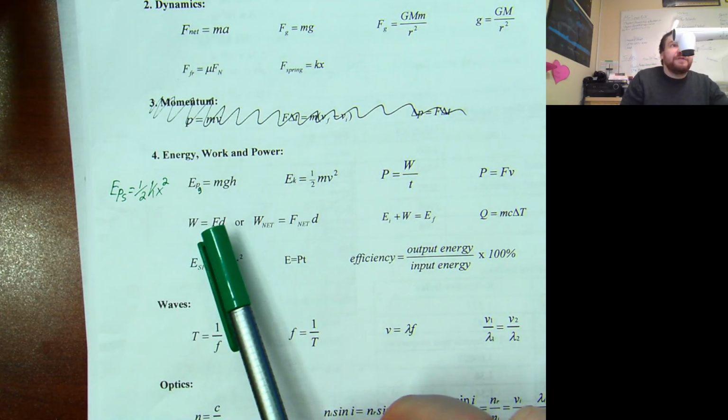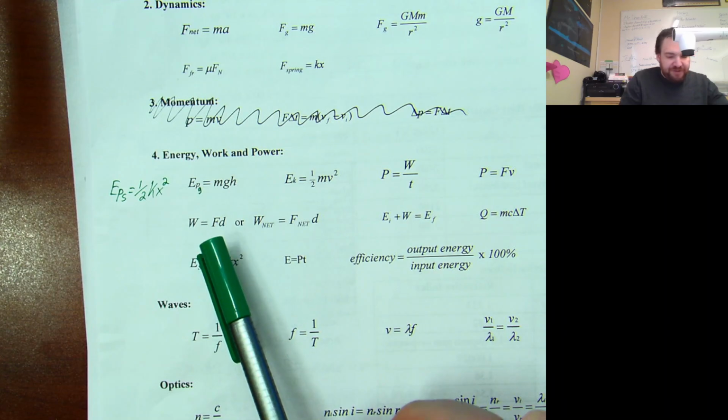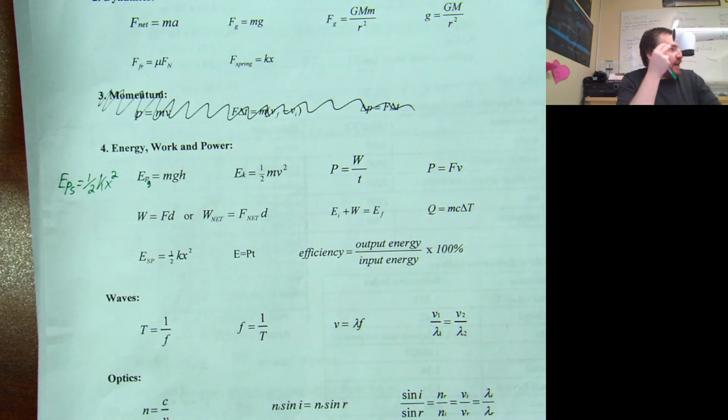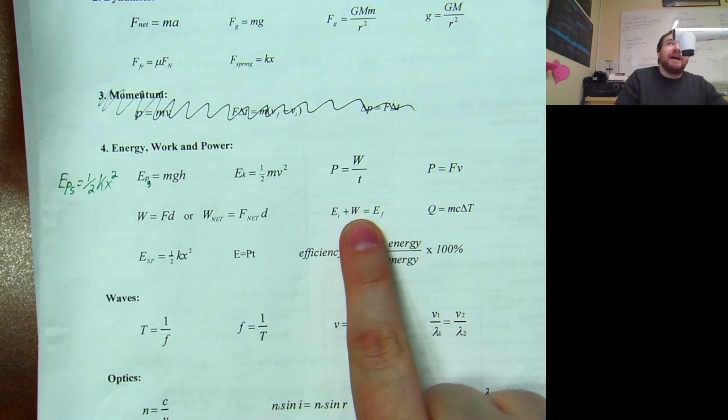This was our first formulation for work. Work is equal to a force times a distance. The second formulation I gave you was that work was equal to a change in energy, which I wrote down first as work equals delta E, which is final energy minus initial energy. The way the formula sheet gives it to you is actually using this expression here.